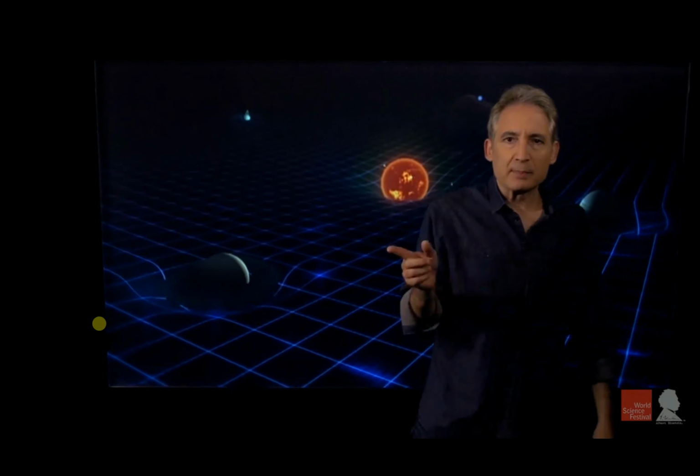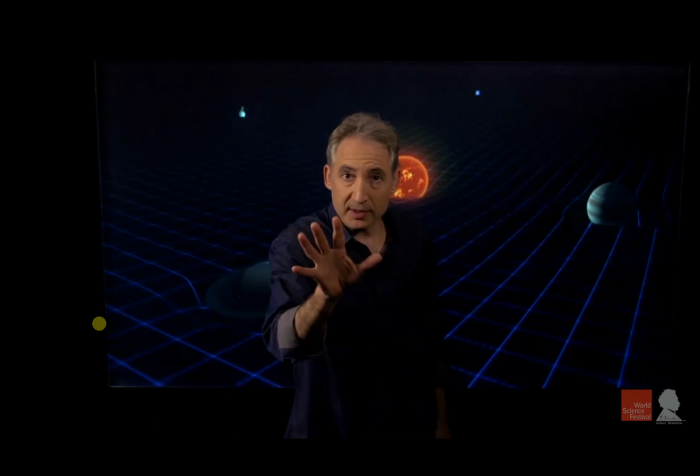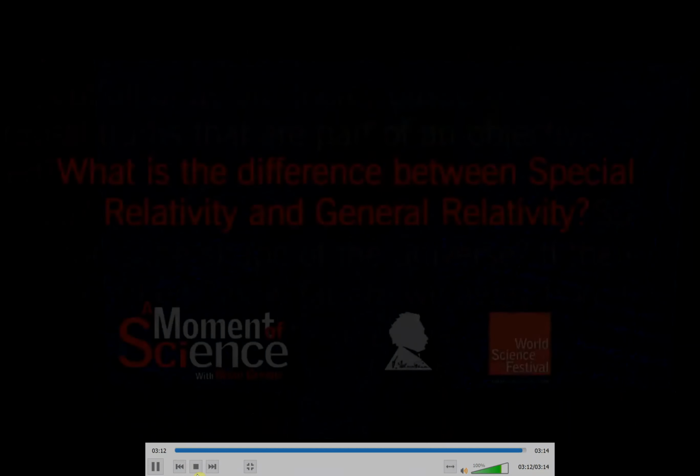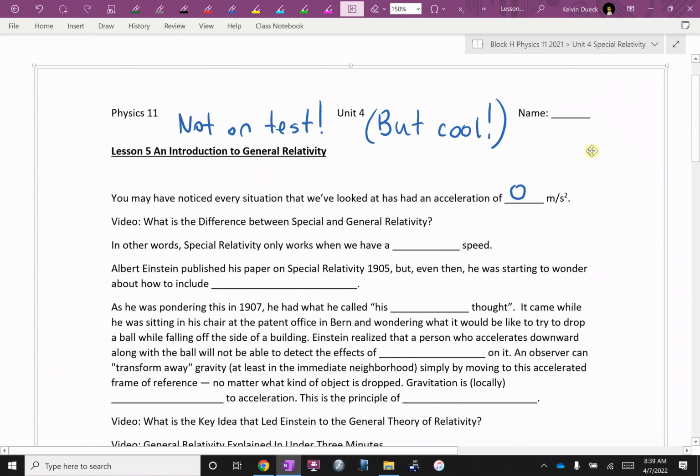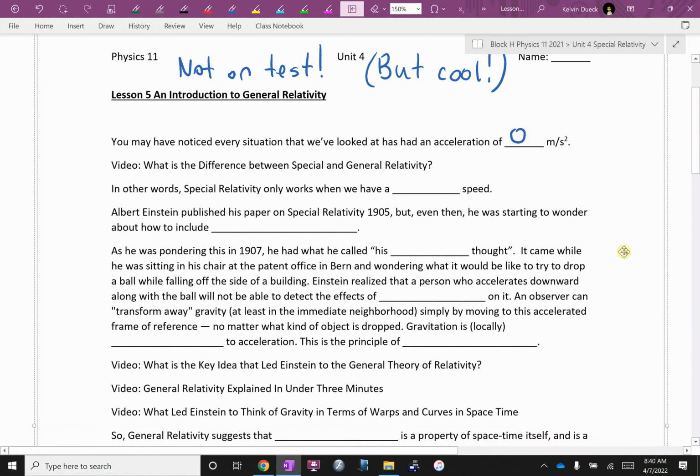So in a nutshell, that's the difference between the two theories. Special relativity focuses on motion at constant velocity. General relativity generalizes that to include motion that can be speeding up or slowing down, accelerated motion, and in so doing, brings into the theory an understanding of the force of gravity. That's the big difference between the two. Special relativity, Einstein didn't know how to work in gravity or changing your direction. General relativity was his aha moment. So special relativity only works when we have a constant speed.